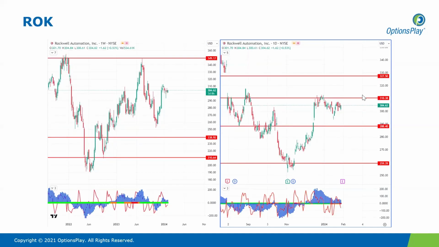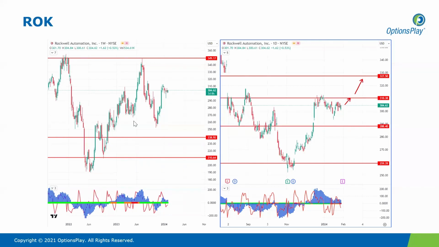Rockwell. So Rockwell Automation, we were bullish on this name a couple of weeks ago when price was pretty much at 305. It's still there. This was more of a credit spread idea anyway, so the theta is working in our favor. There's a short-term potential for a rally here to 310, which is the next resistance zone, followed by a continuation higher.